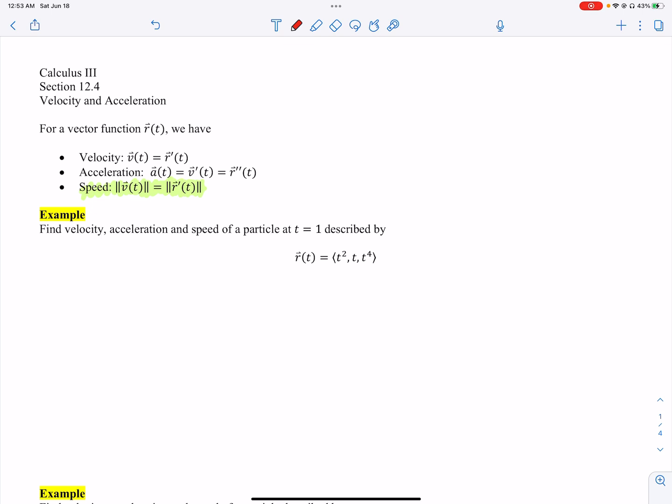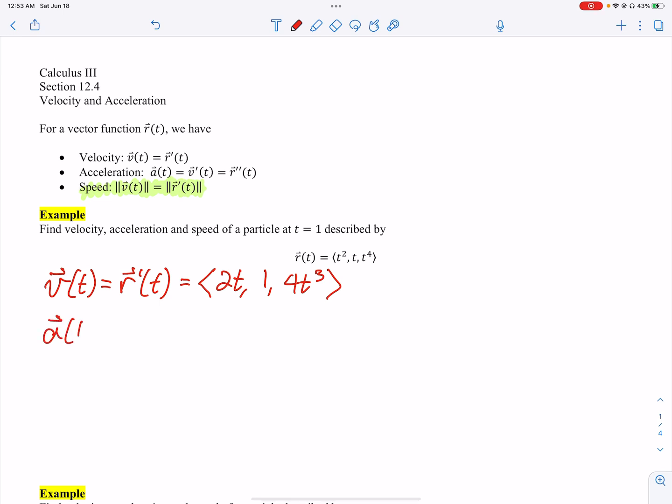So if I want the velocity, that vector is just the first derivative. I take the first derivative of the function that I have, and I get 2t, 1, 4t cubed. That gives me velocity. If I wanted acceleration, I just take the derivative of that, which is the second derivative of the position function. So I get 2, 0, 12t squared. That's great. Okay, so that's acceleration and velocity.